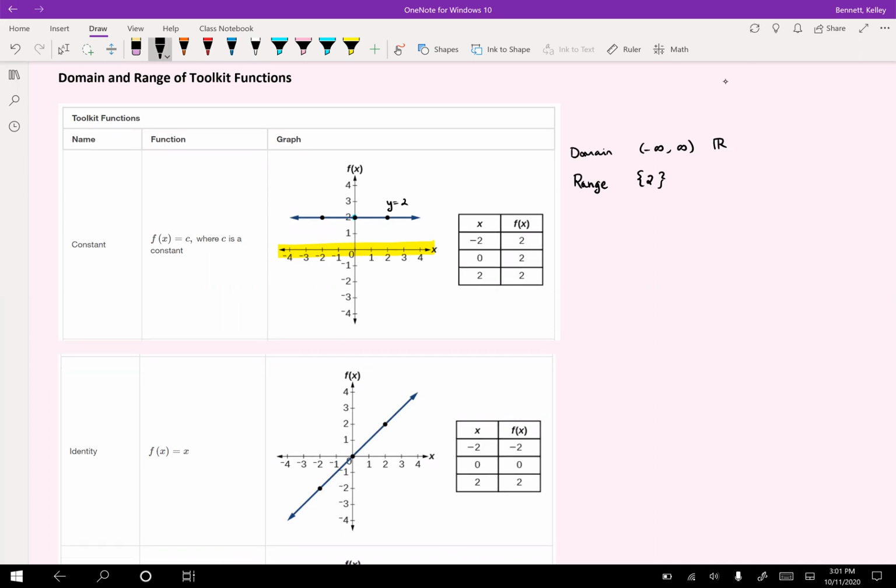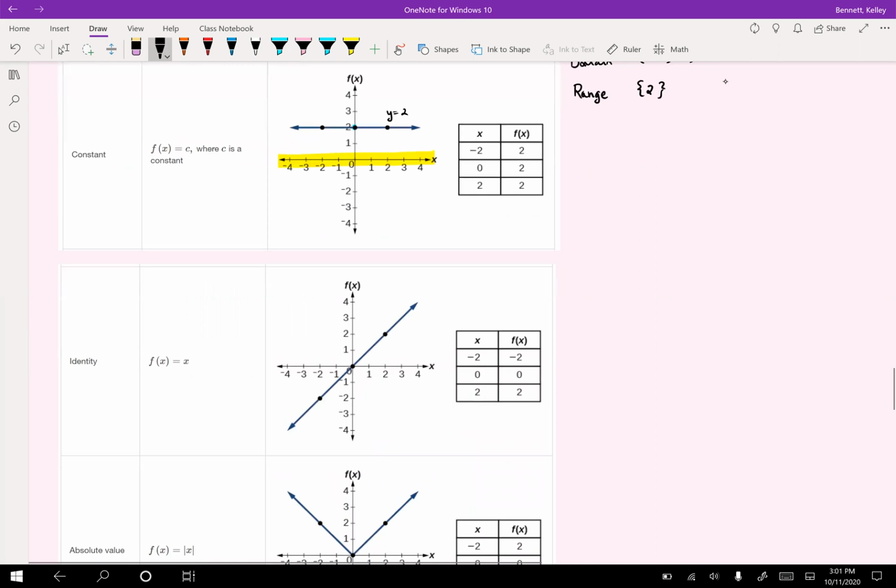In our next function, we have a linear function, and we can see that the domain here goes on forever, but so does the range, right? It's going to go onward and upward to the right to infinity and downward and leftward to -infinity. So the domain is all real numbers, and the range is also all real numbers.